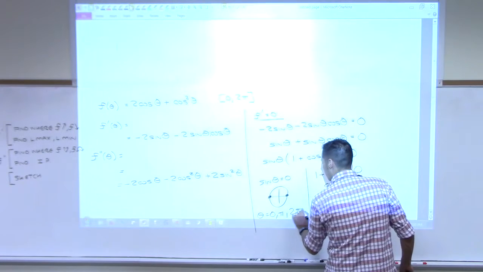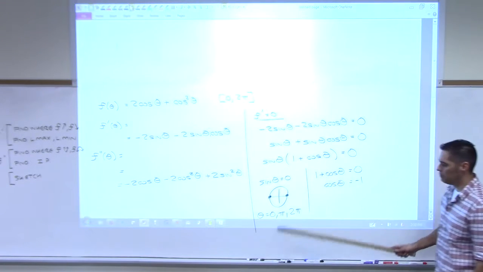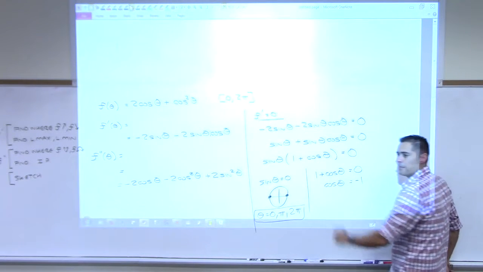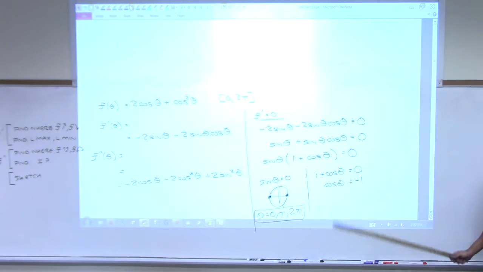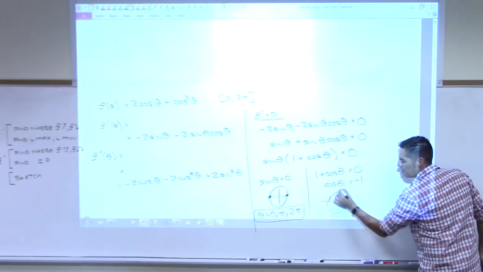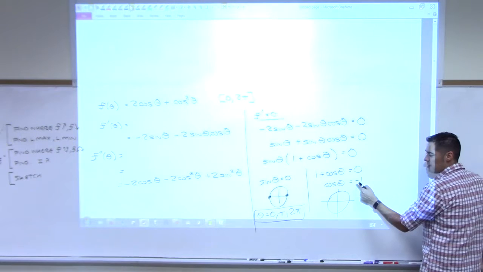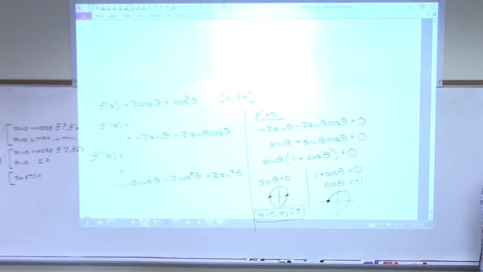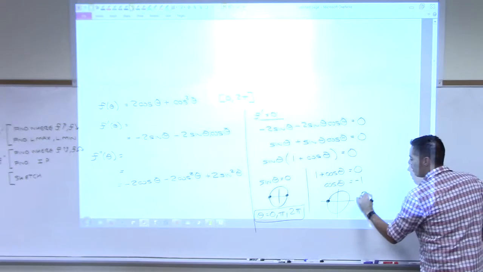Or 2 pi, then I've got critical numbers, right? These are all critical numbers, 3 of them. And then how about cosine theta is -1? So where does that happen? Cosine is the x-coordinate. Where's the x-coordinate -1? Right here, at pi. But I already have pi here, don't I? Yeah. So I don't have to look at it twice. This would mean theta is pi.